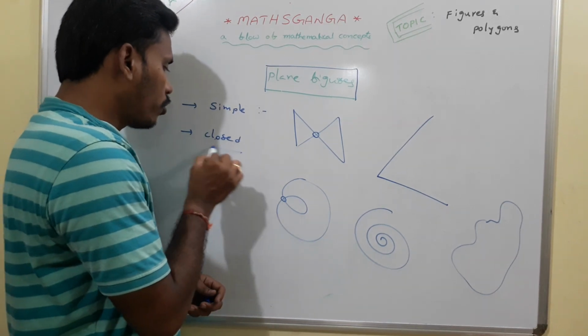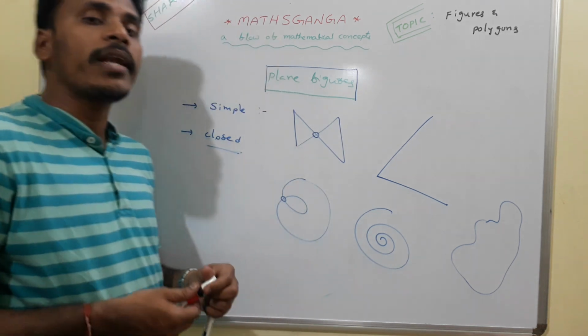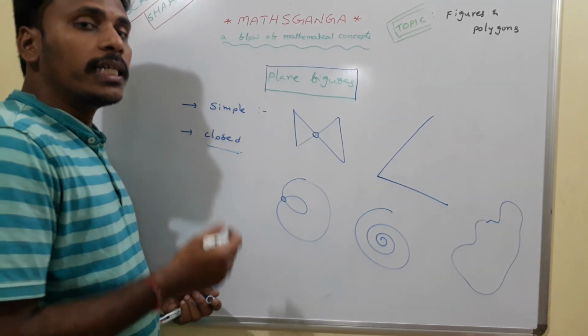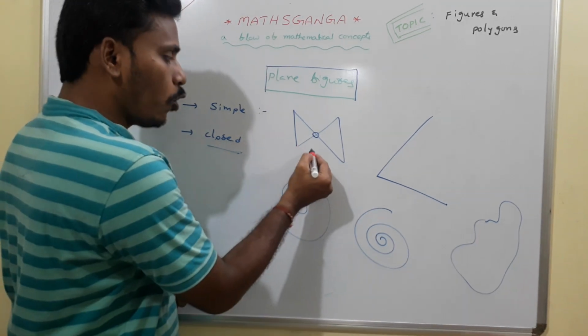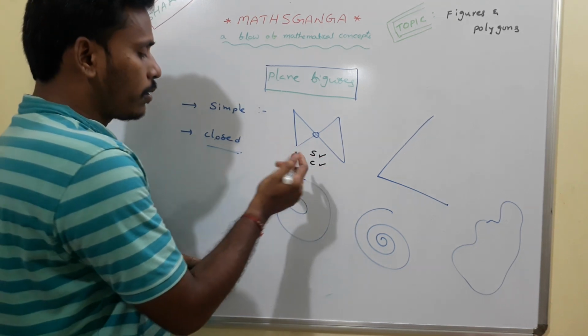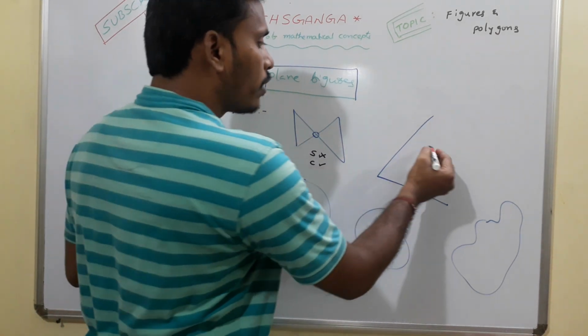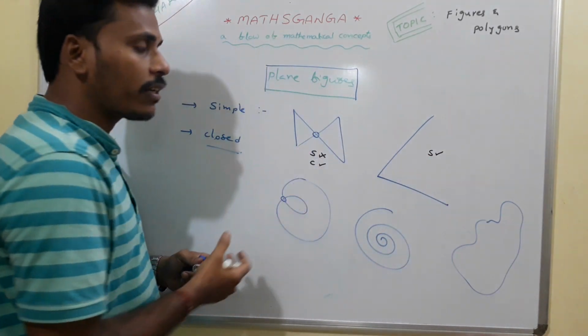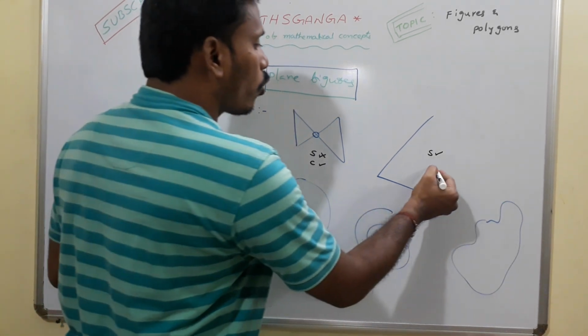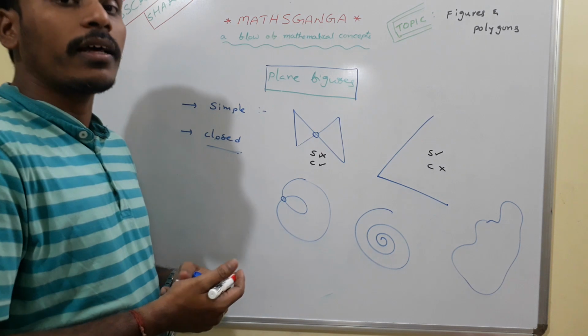Whereas coming to closed, a figure is said to be closed if its initial point and ending point are equal. This is a simple figure as well as a closed figure. This is not simple and closed. Coming to here, this is simple because we don't have any intersections, but it is not closed. It is an open figure because the starting point and the ending point are different.